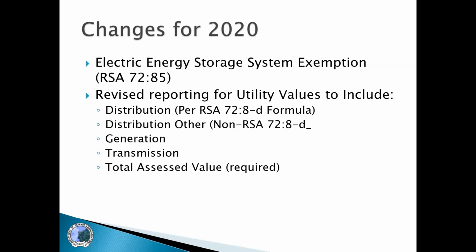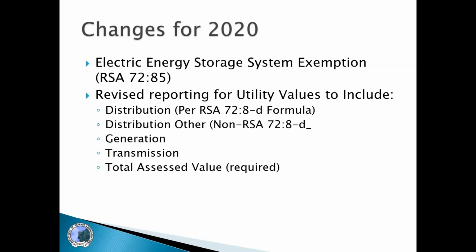So there are two changes in the MS-1 for 2020. The first is adding the electric energy storage system exemption per RSA 72:85. We will take a look at that. We also have some revised reporting for the utility values.